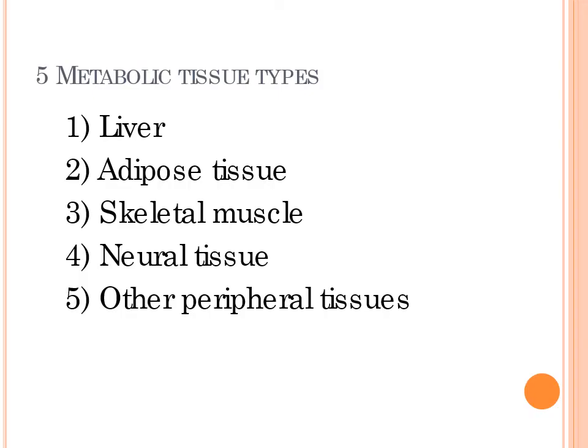We have 5 different tissue types that are active in our metabolism. They are the liver, adipose tissue, skeletal tissue, neural tissue, and then other generalized peripheral tissues.